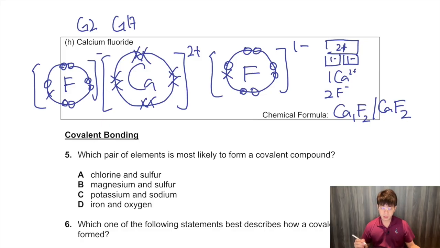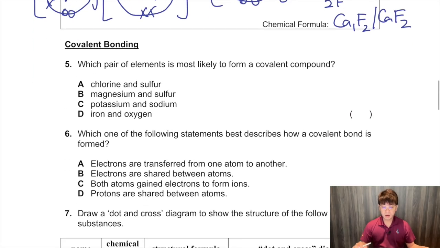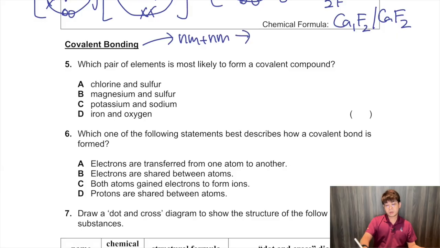Alright. So that's for ionic. Let's move on to covalent bonding. So which pair of elements is most likely to form a covalent compound? So let's just quickly revise covalent bonding. Covalent bonding is non-metal plus non-metal, and non-metal will form covalent, and covalent will form molecules. So that's what we need to remember.